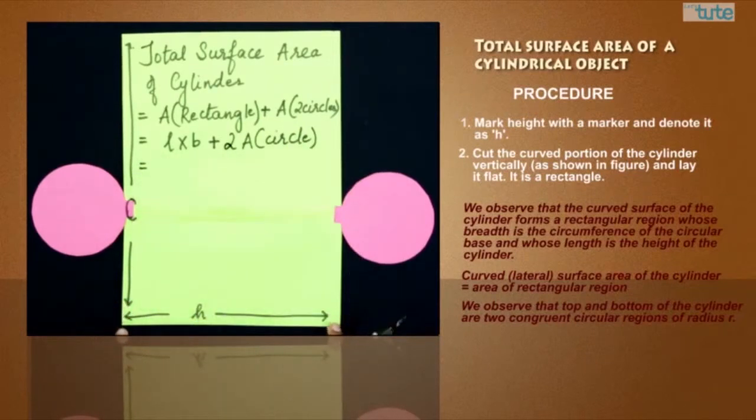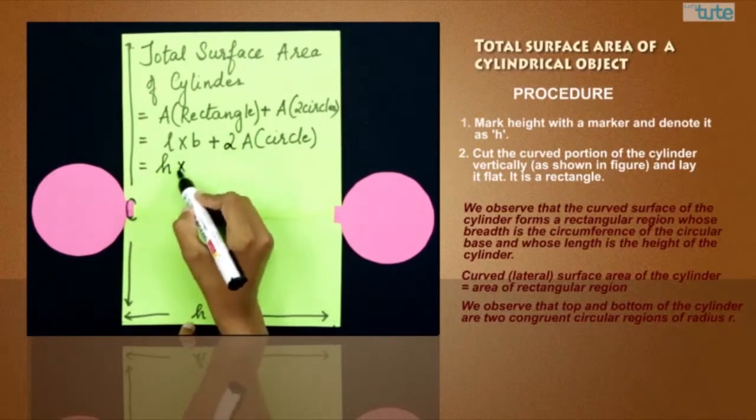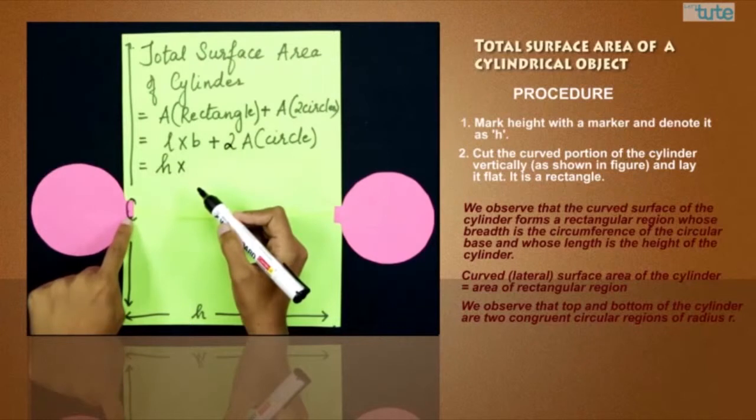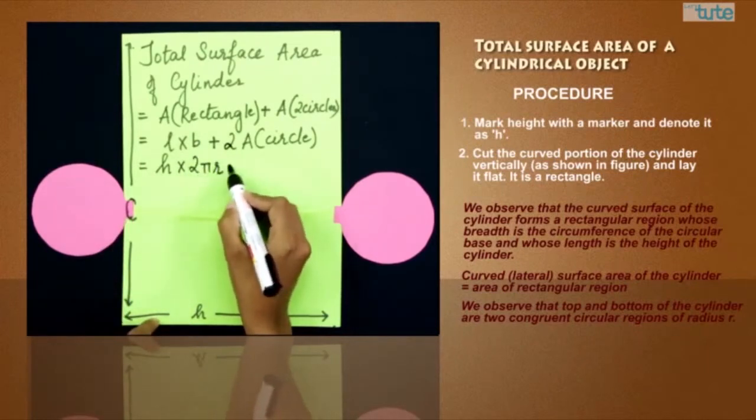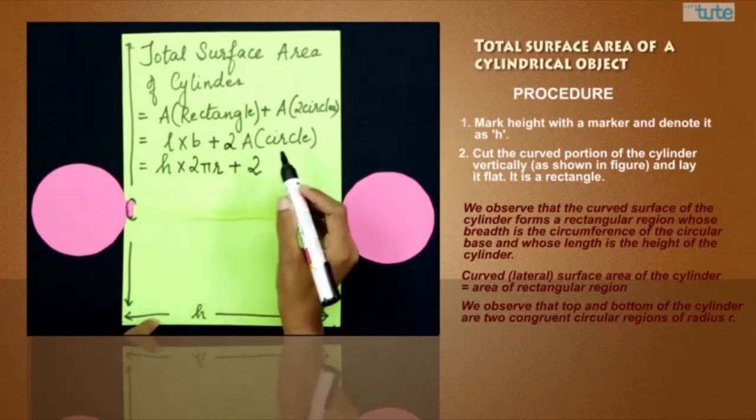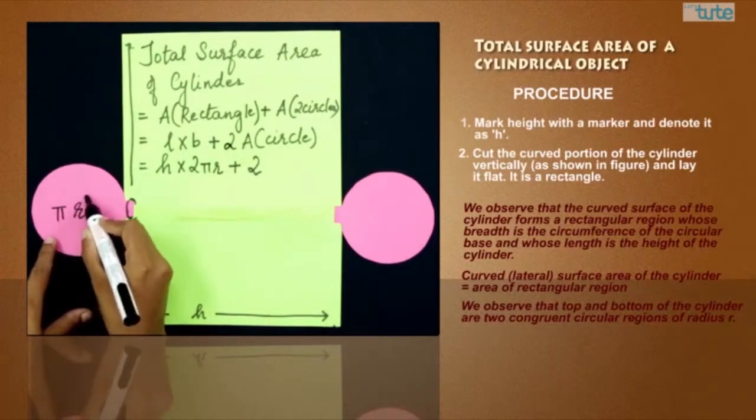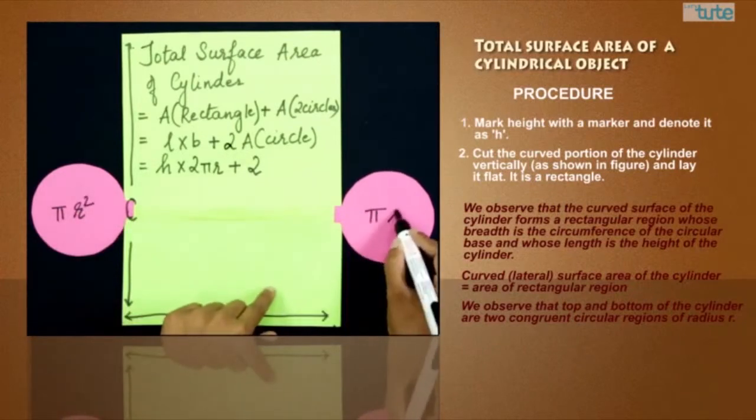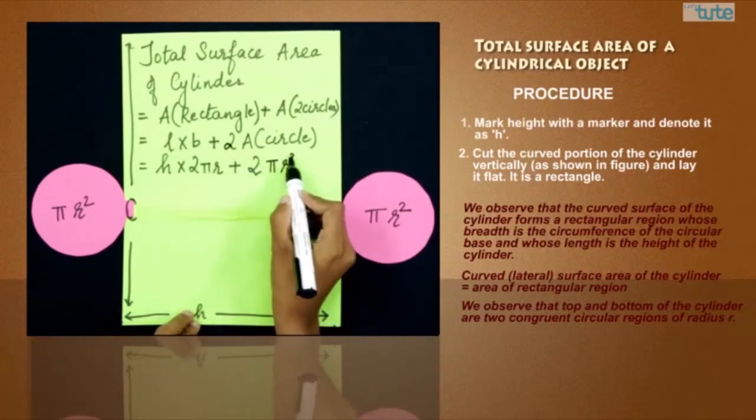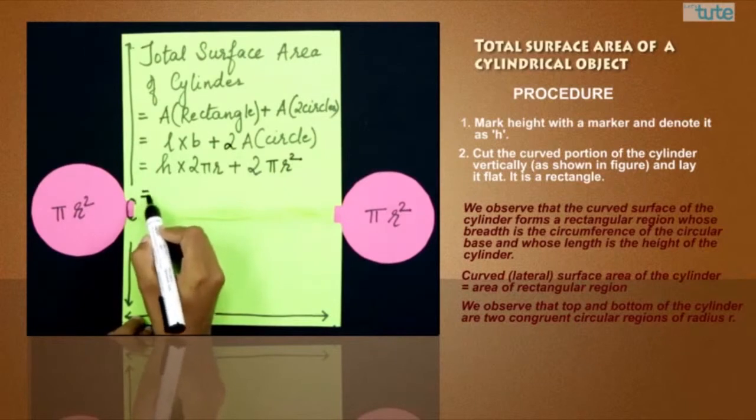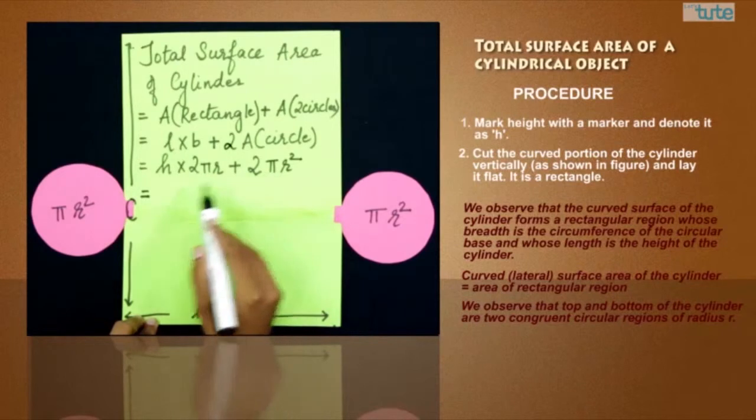The length of the rectangle, as we have already seen, is equal to the height of the cylinder. And its breadth is equal to the circumference of the circle, given by the formula 2 pi r, plus 2 multiplied by the area of the circle, each having the area pi r square, where both will have the same radii. Therefore, this would be 2 times pi r square. If you observe carefully, there are certain terms which are common in both of them. Let us take these common terms out.